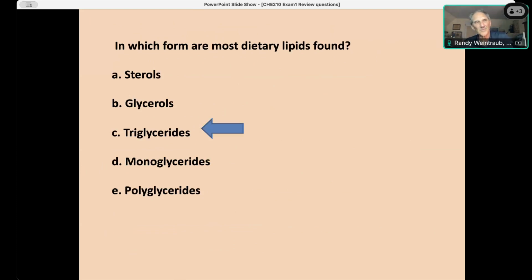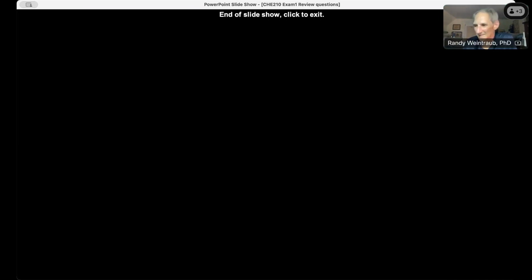Dietary lipids are mostly triglycerides. Okay, all right. So that was a lot of questions there. It's helpful to think about all these different concepts that you probably see very similar to a lot of these, but also things that we've just discussed briefly are what's been covered in these first five chapters.